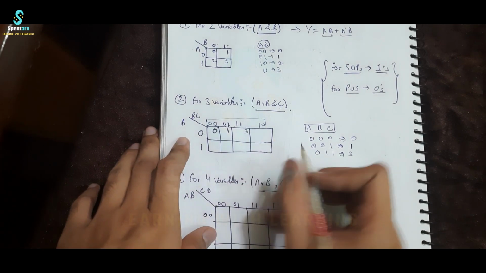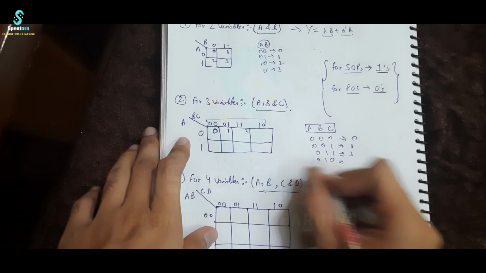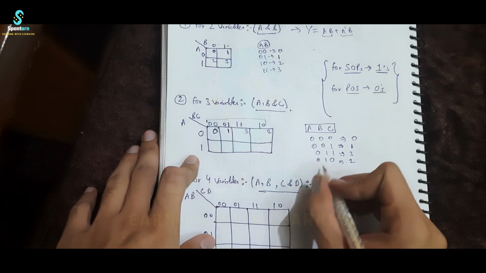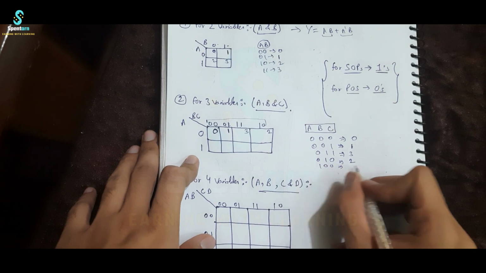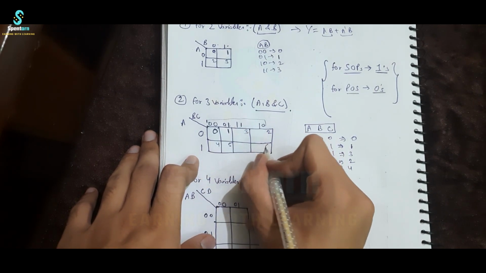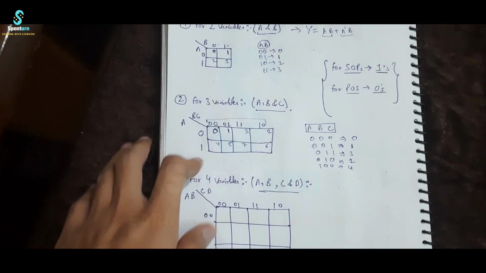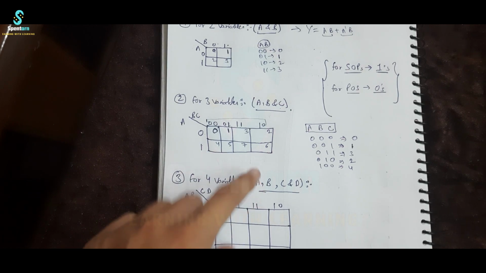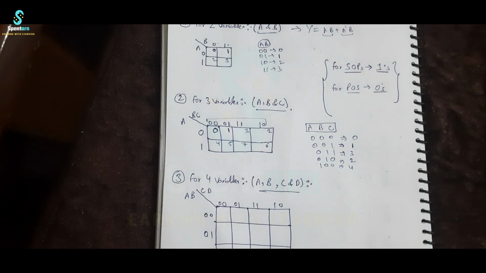Now 0, 1, 0 it would become 2. Now 1, 0, 0 we have. What is the value of 1, 0, 0? It is 4. Similarly, we can write 5, 6 here and 7 here. When you solve some questions yourself, you will directly write like this, as I have written it here earlier.